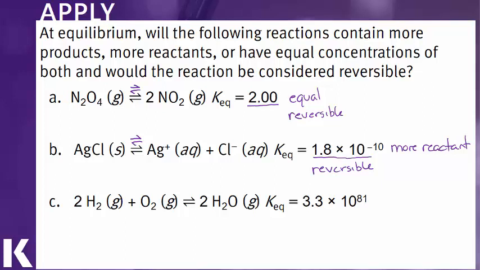Now notice in part C we have a huge equilibrium constant, 3.3 times 10 to the positive 81. This is significantly larger than that 10 to the fourth. That indicates that we would have more products. Because the Keq is so large, this is going to be an irreversible reaction, where we pretty much go only forward to create product.